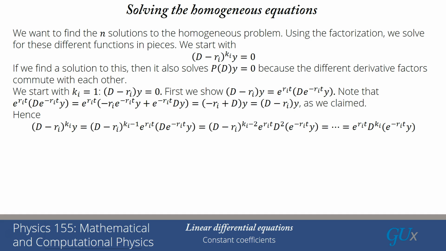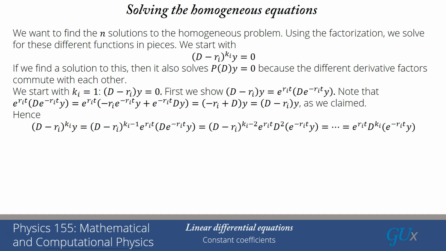And when I do that, when I multiply by e^{-r_i t}, that'll cancel the exponential factor. I'll take the derivative, that'll make the derivative into a square of the derivative, and then I have to multiply by the e^{r_i t} on the left. And you see it maintains that same form. I just get the derivatives raised to a higher power. So you immediately can see when I iterate this k_i times, in the end I get e^{r_i t} D^{k_i} acting on e^{-r_i t} times y, and that is what that equation is. It's a different way of writing the equation in terms of what is effectively an integrating factor.